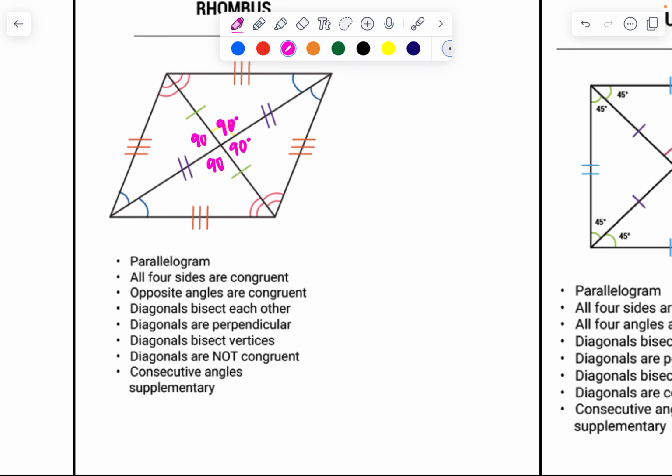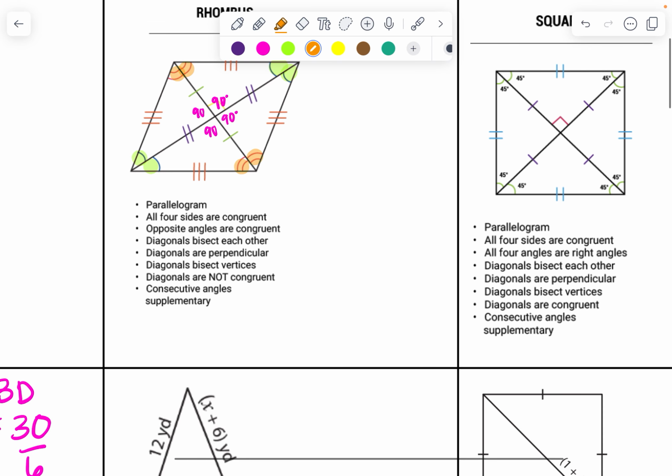The diagonals bisect the vertices. That just means that each of the outer angles gets split into 2 equal angles. So if you look here, these green angles are equal, and these orange angles are equal. The diagonals are not congruent, so they're not the same. When we were doing rectangles, they were the same, but here, they're not the same.